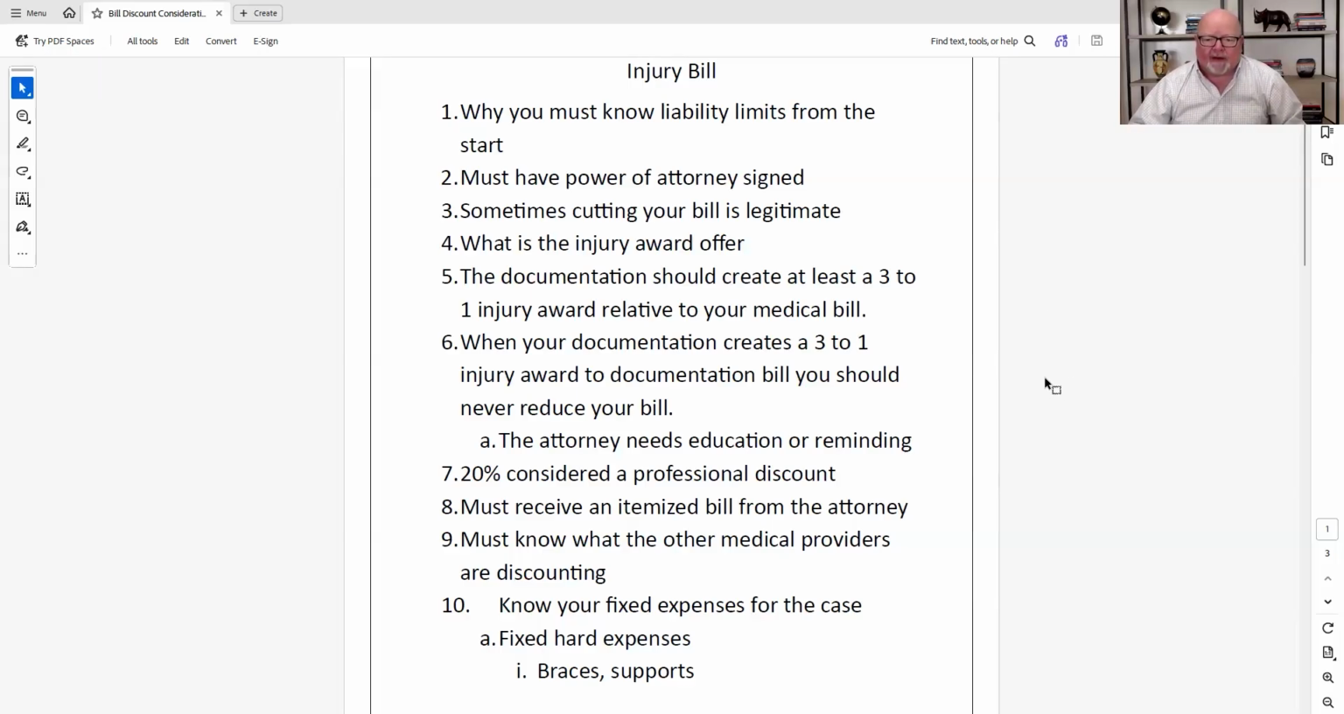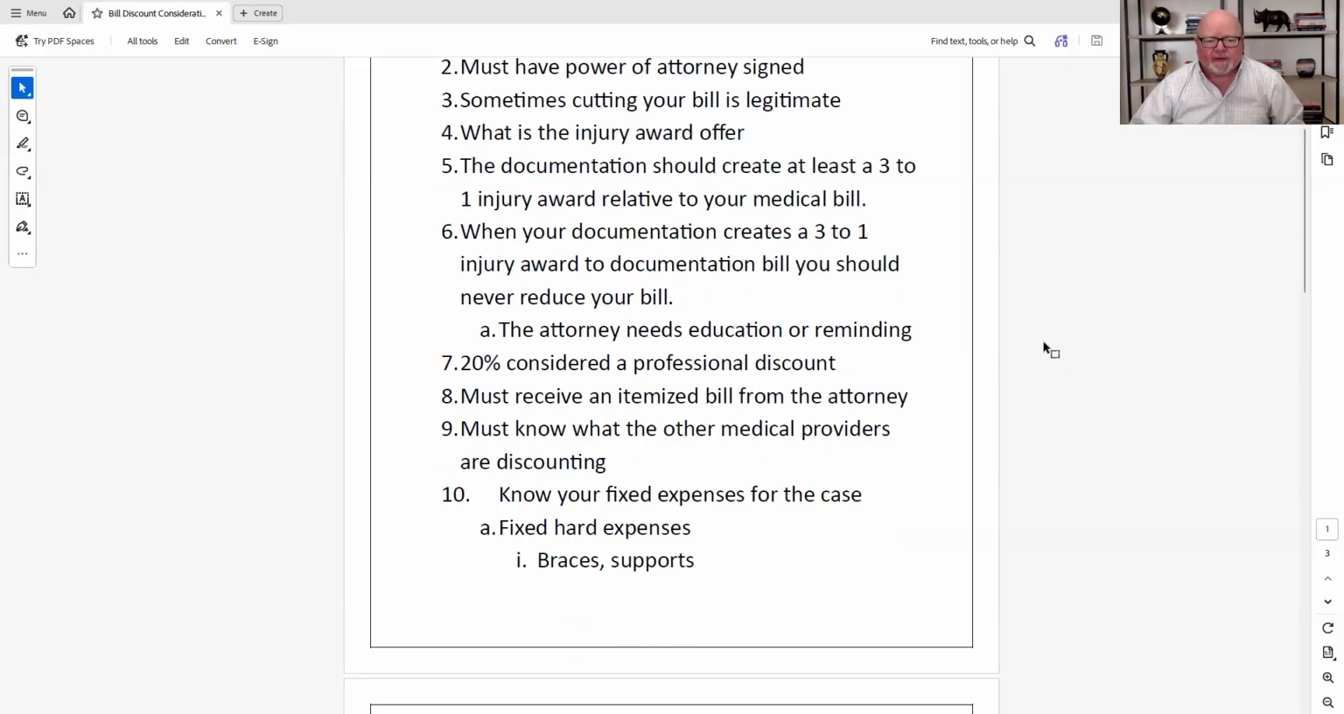So just be ready. They're going to ask you for a reduction. Hell, if they get a 10-to-1, they're going to ask you for a reduction. So pay attention to that 3-to-1. If it's 3-to-1, don't cut your bill. But they do need education. They need to be reminded.